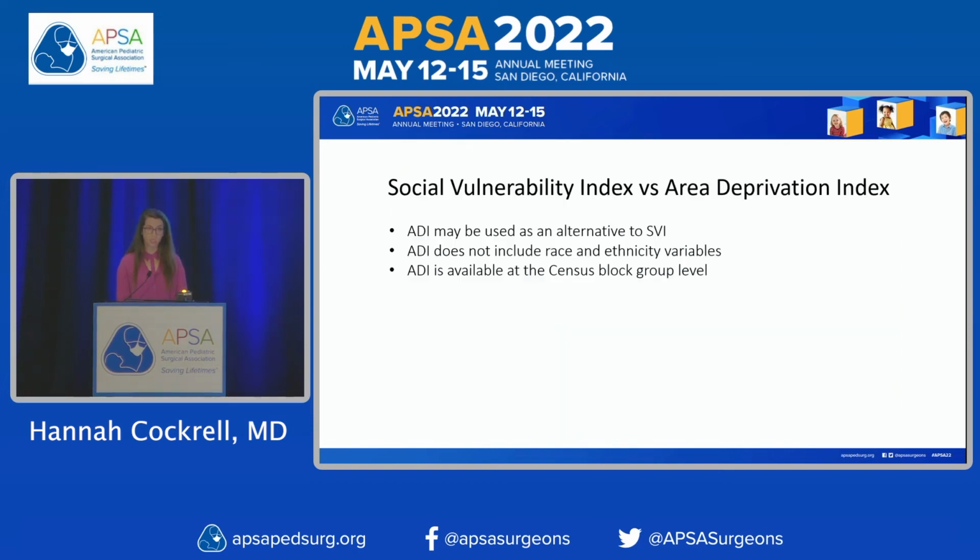To conclude, ADI may be used as an alternative to SVI as a proxy for social determinants of health in health equity and outcomes research. Unlike SVI, ADI does not include race or ethnicity, which allows researchers to separate socioeconomic disadvantage from racial or ethnic minority status. ADI data is available at the U.S. Census block group level, whereas SVI is available at the census tract level, and consequently, ADI may provide more granular data and may be better used to target specific neighborhoods.